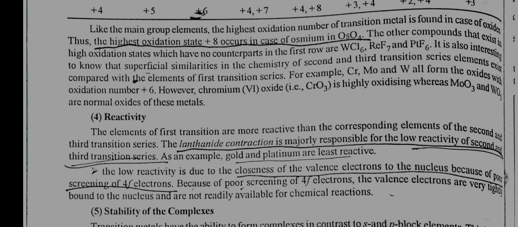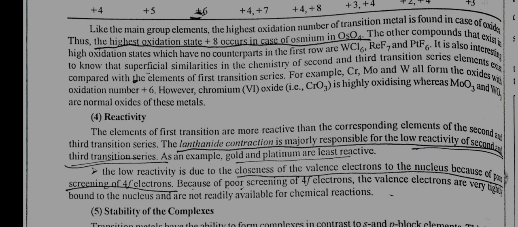Fourth, reactivity. The elements of first transition series are more reactive than the corresponding elements of the second and third transition series. The lanthanide contraction is majorly responsible for the low reactivity of second and third transition series. As an example, gold and platinum are least reactive.